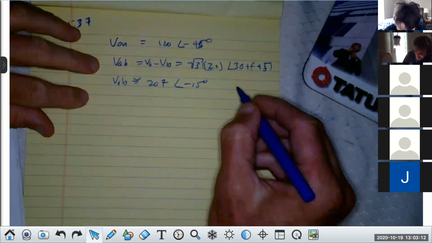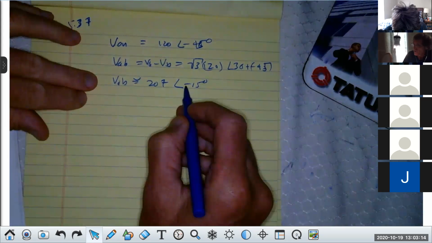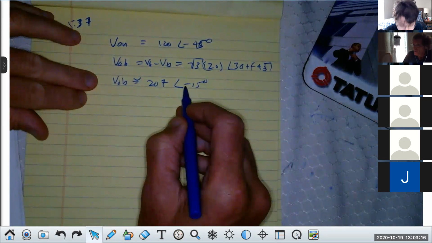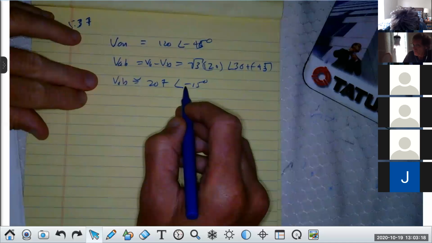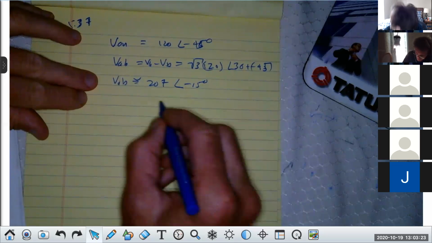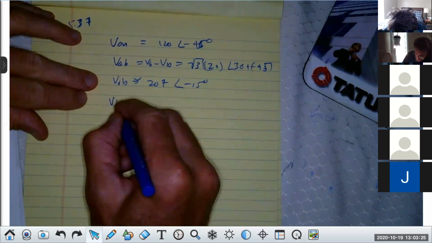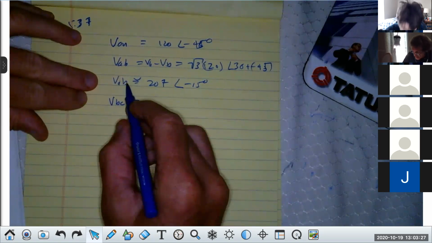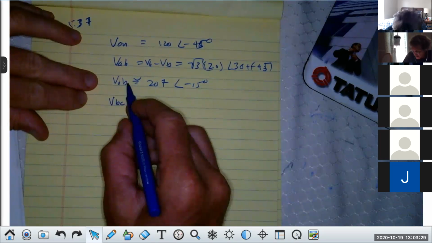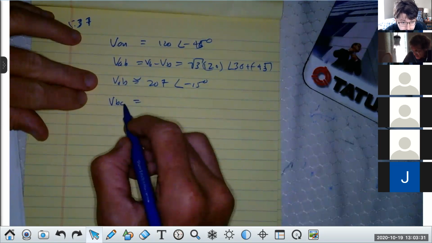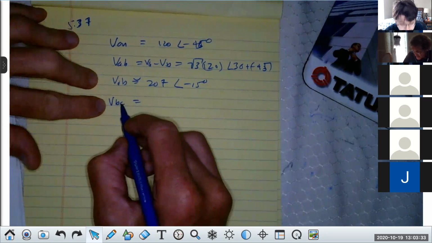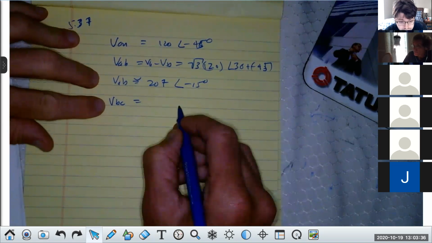So this would be VAB, and the units are in RMS voltage because we're in power. Agree? Yeah, as simple as that. What would VBC be? Notice I take the last letter of the AB phase and put it here, and then the next letter is C. What would the magnitude be, anybody? Anyone at all?